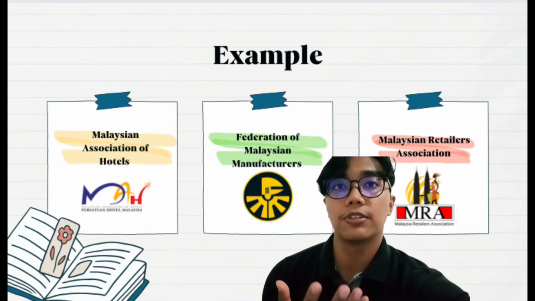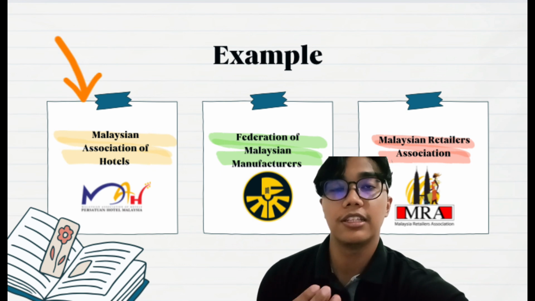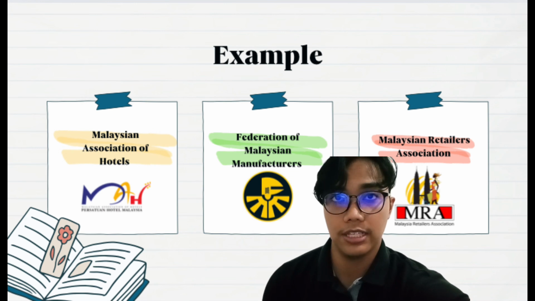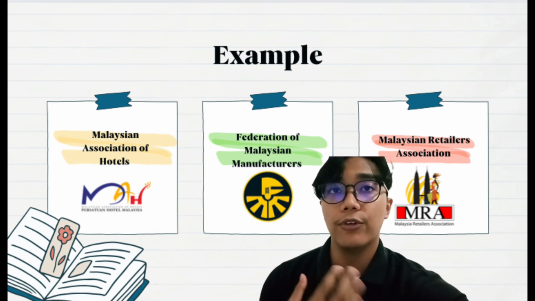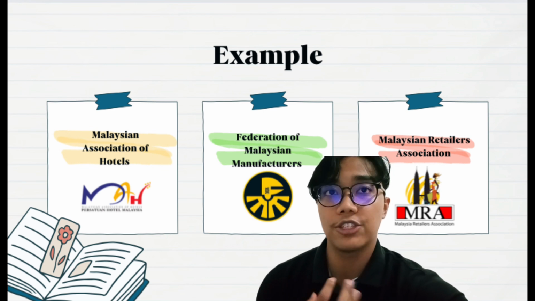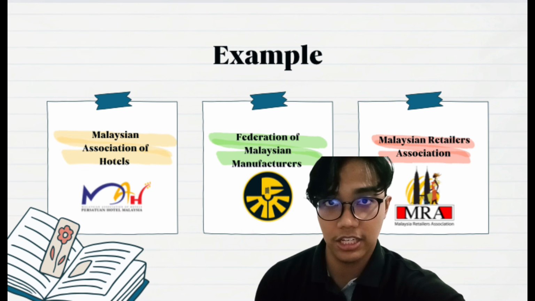There are 3 examples of trade association. The first one is Malaysian Associations of Hotels. The purpose is to represent the interests of hotels and resorts in Malaysia. It provides advocacy on issues affecting the hospitality sector, offers training and development programs for hotel staff, conducts research on tourism trends, and promotes Malaysia as a tourist destination.